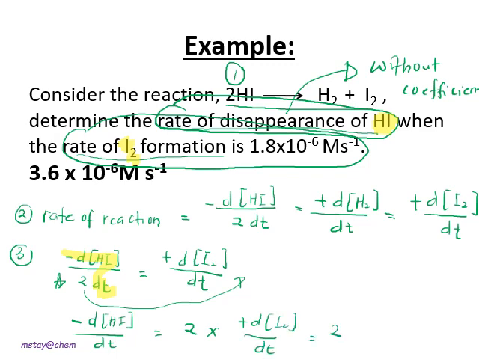So the iodine rate given in the question here is 1.8 exponent negative 6. So we are going to use 2 times 1.8 exponent negative 6. Then in the end we will get 3.6 exponent negative 6 molar per second.